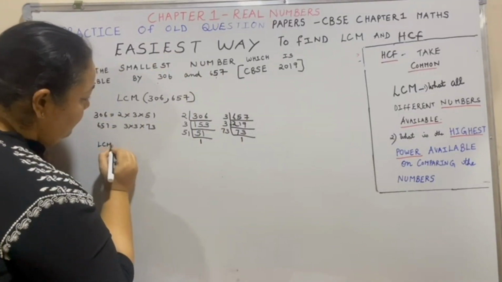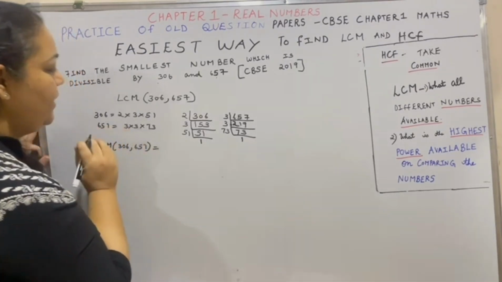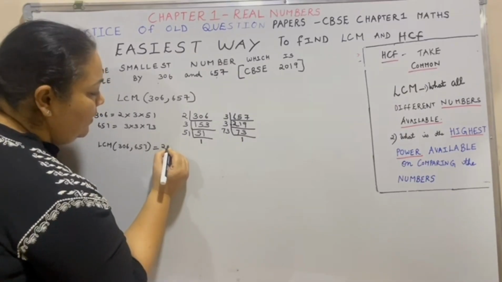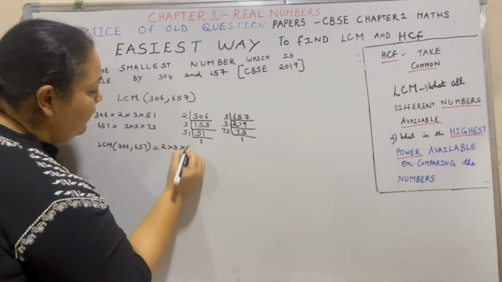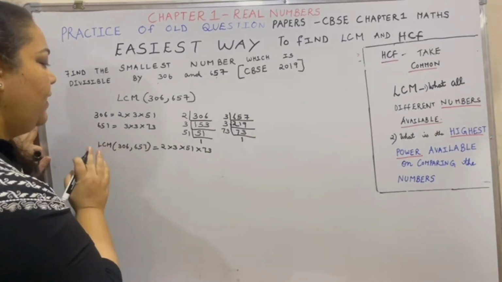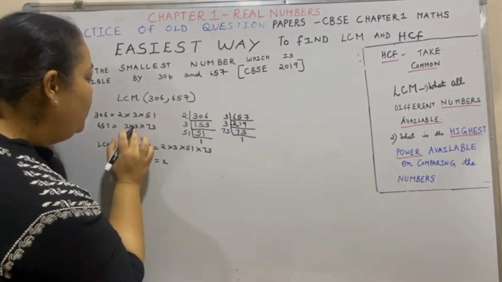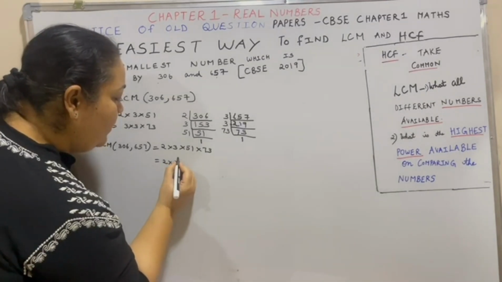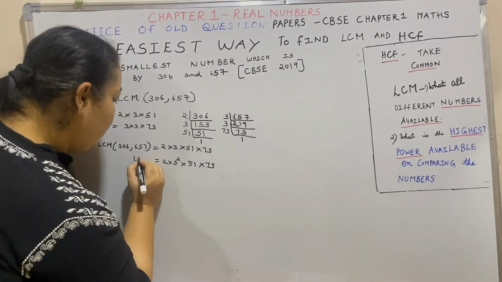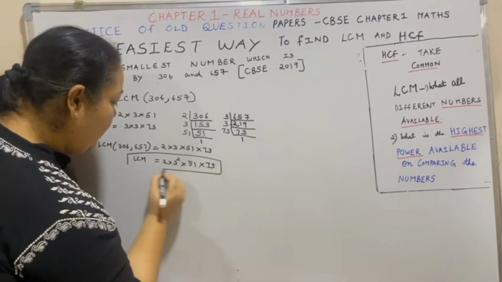Now, what is the LCM of 306 and 657? What is the first step of LCM? Write the different integers that are there: 2, 3, 51 and 73. Then the highest power. The highest power of 2 is 1, and for 3 the highest power is 3 squared. So the answer of LCM is 2 into 3 squared into 51 into 73.